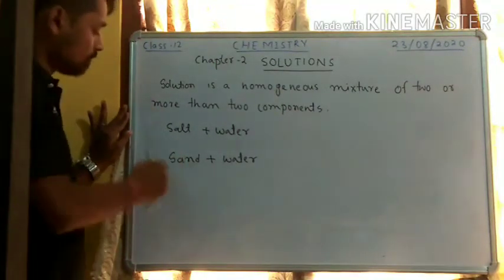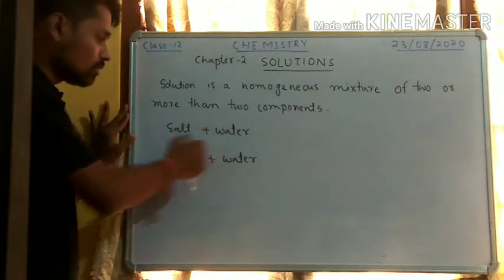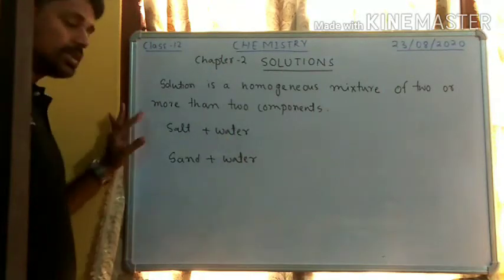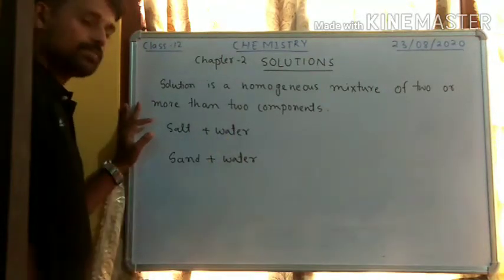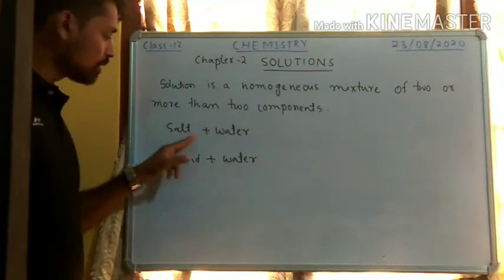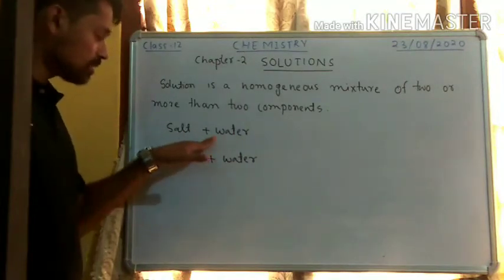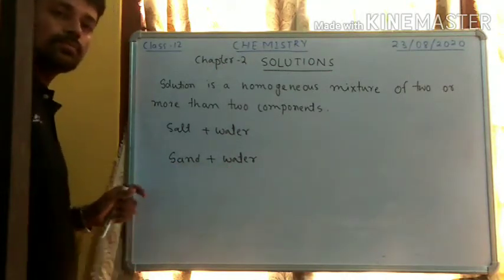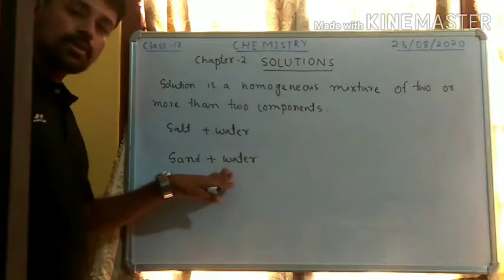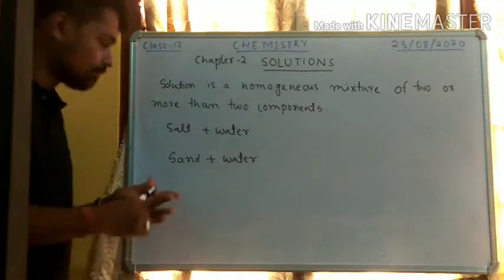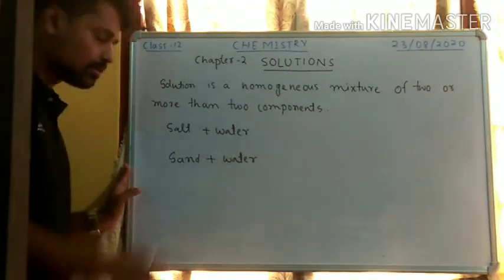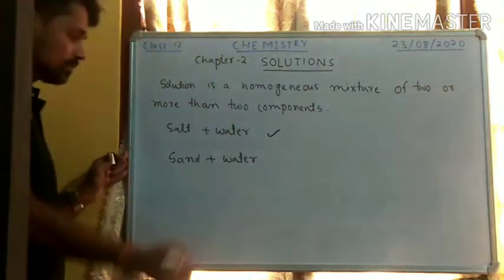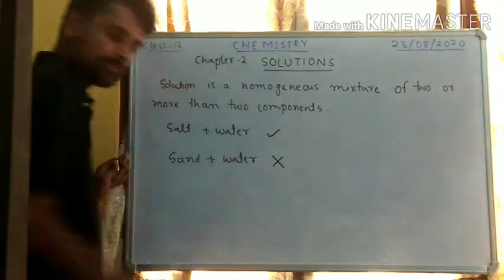Here see, when we mix salt with water, then the salt will completely mix with water and we cannot see the salt particle through our eyes. This is known as solution, which is a homogeneous mixture. On the other hand, when we add sand to water, the sand does not mix with water, so it is not a homogeneous mixture. That is, it is not a solution. So salt plus water is a solution and sand plus water is not a solution.